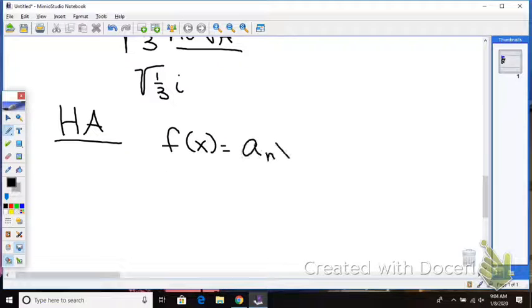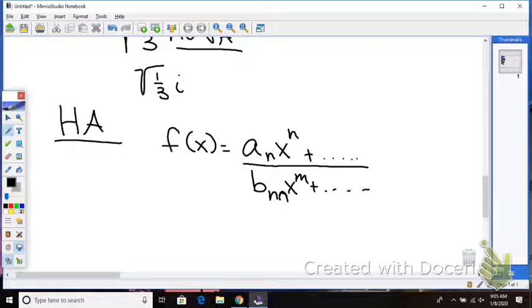So if I give you something that looks like this, over something that looks like this. This is the mathy part, but it's really not mathy. It's just for reference. That's an M right here. M as in more math. So the top is N as in no vertical asymptote. And the bottom is M as in more math.